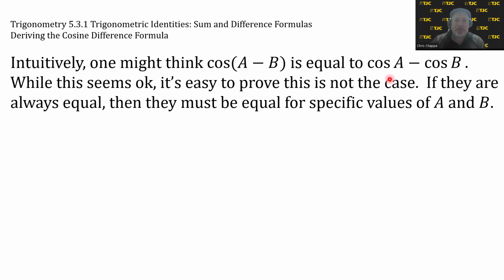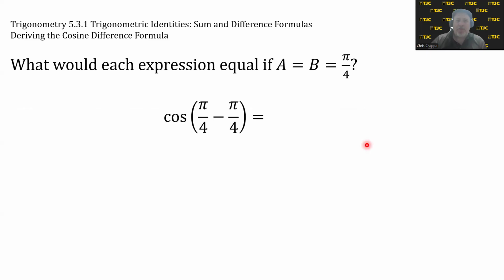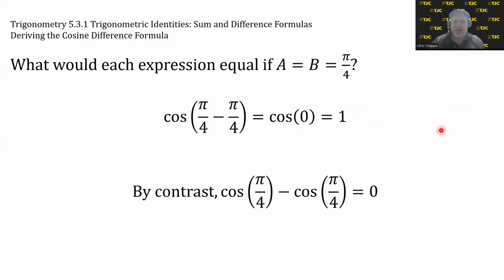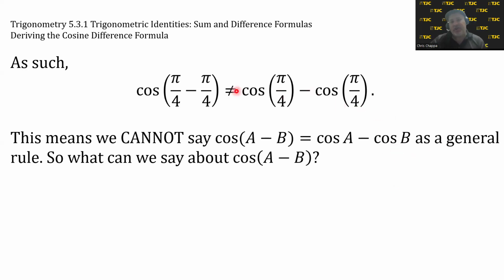And when I say each expression, I mean cosine of A minus B versus cosine of A minus cosine of B. Well, if we did cosine of A minus B, then that would be cosine of 0, which is 1. But if we did cosine of A minus cosine of B, we would get 0 because A and B are the same. And so the difference in their cosines would be 0. Clearly, these are not the same values. As such, cosine of pi over 4 minus pi over 4 is not equal to cosine of pi over 4 minus cosine of pi over 4.